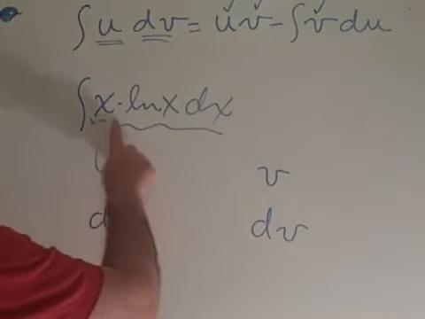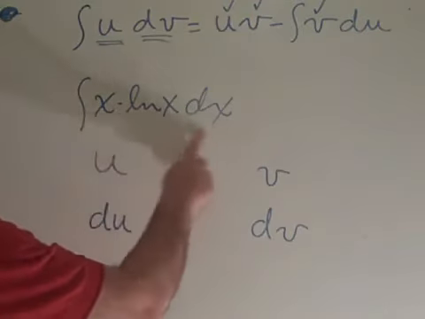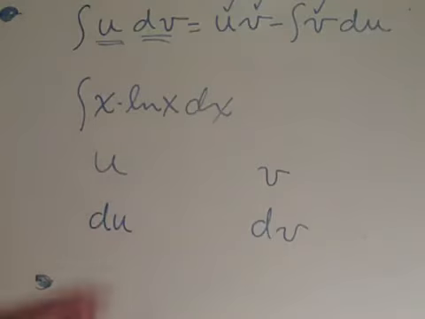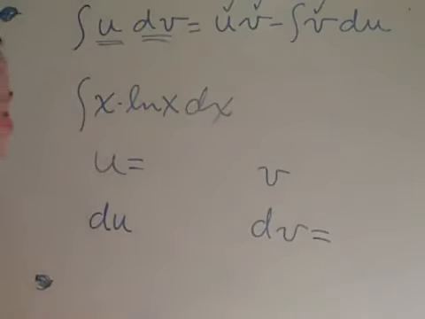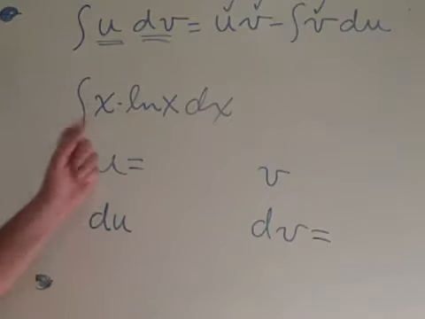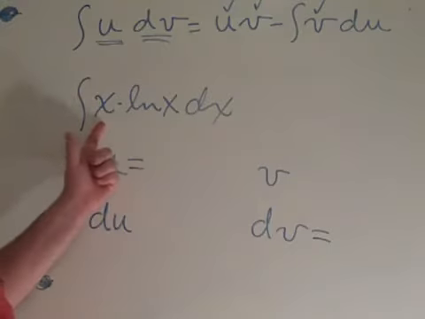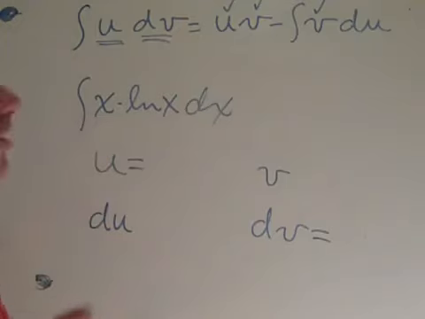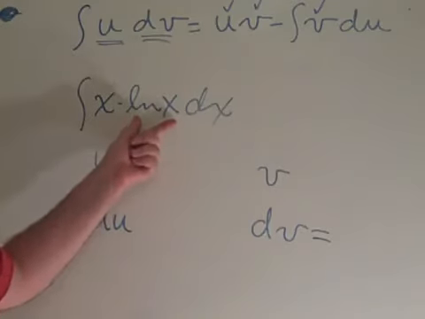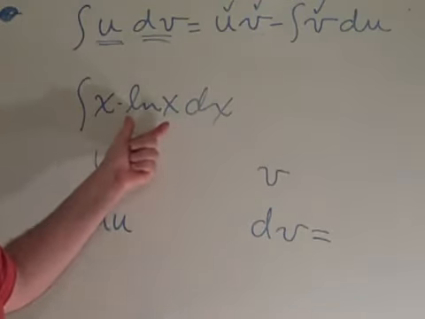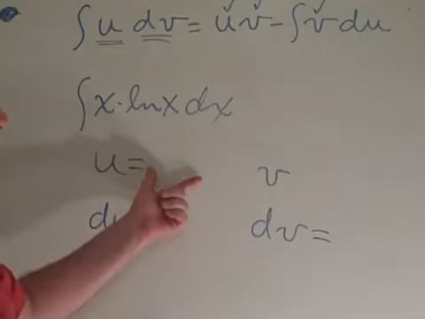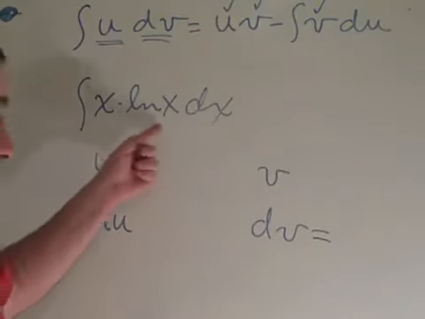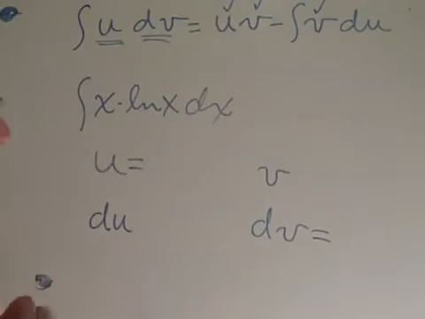So now I look at this product, x times ln x dx. I want to call part of it u and the rest dv. So what if I call x u? I know the differential of x, it's 1 dx. I even know the differential of ln of x, it's 1 over x dx. Wonderful. So in theory, I can call anything u. I can call x or ln of x u.